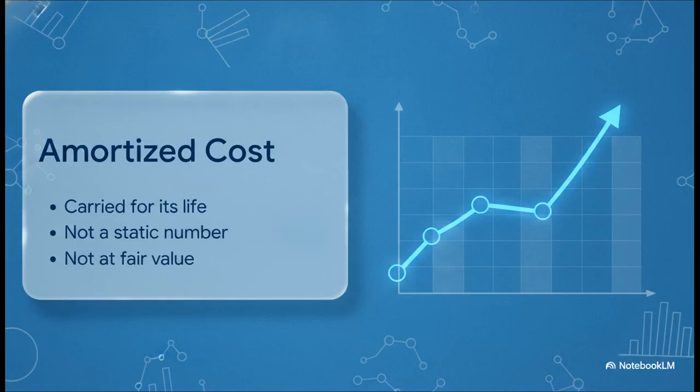Here is the core of ASC 310. After initial recognition, receivables are carried at amortized cost for their entire life. I want you to think of amortized cost as a living, breathing number. It is never static. It changes and evolves each and every period as interest accrues and as cash payments are applied against the balance. And crucially, this is super important, it does not reflect current fair value or market value. We'll get into exactly why that is in just a minute, but first, let's actually look at the mechanics.